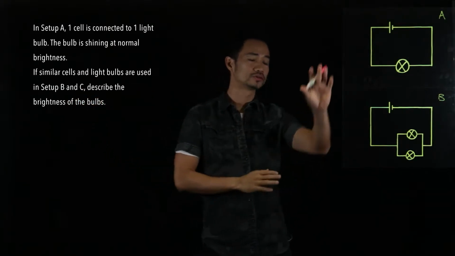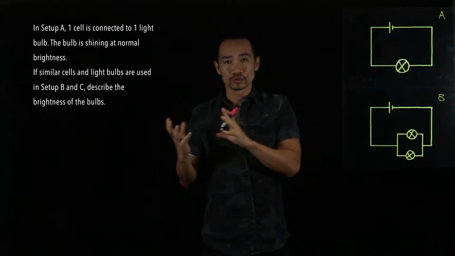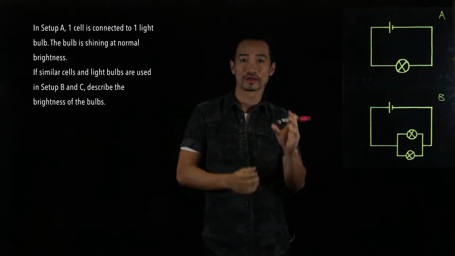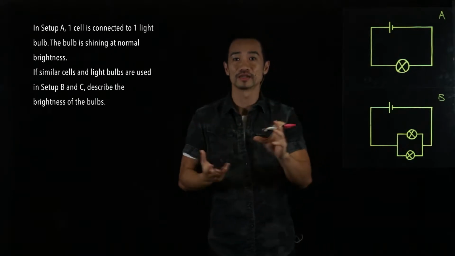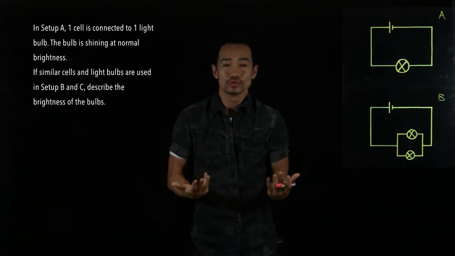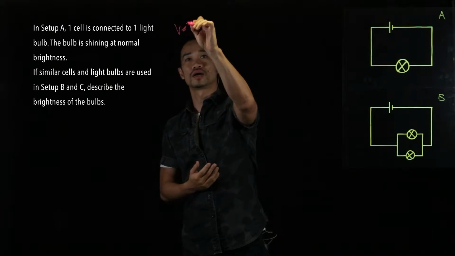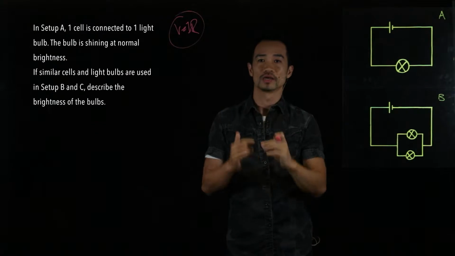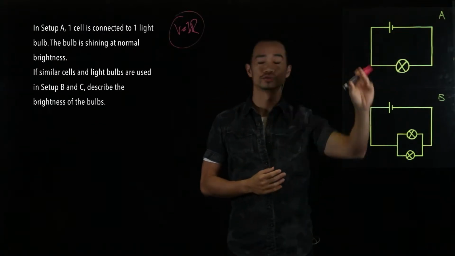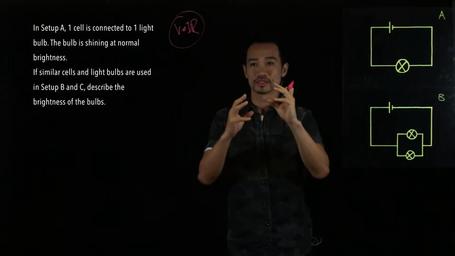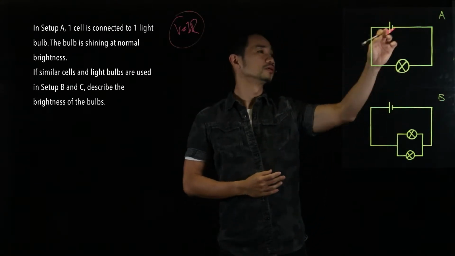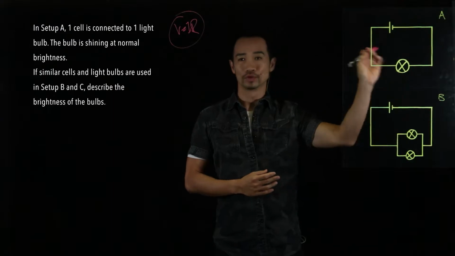These are good because I don't want you to think that what we have learned so far only works for resistors. In fact, every device has a certain level of resistance. So the rule of V equals IR, Ohm's law, and the rules of potential difference and current behavior also work the same in other circuitry that has light bulbs other than resistors. So setup A, one cell, one bulb, normal brightness.